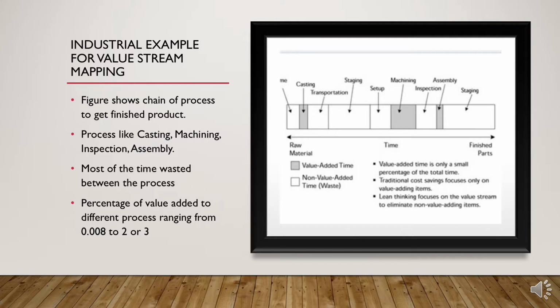So for this process, the percentage of value added time ranges from 0.008 to 2 to 3. It's almost negligible. So it has most of the non-value added tasks rather than value added tasks. So there is a much greater chance of losses in the market. So TPS says to minimize the non-value added time and increase the value added time.